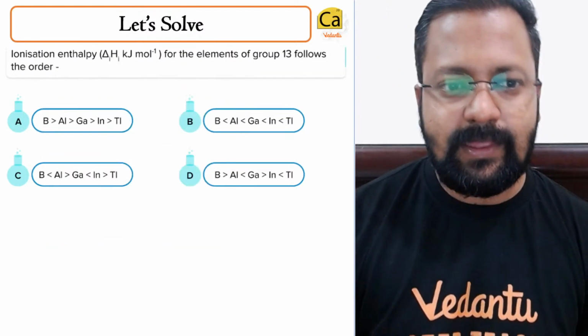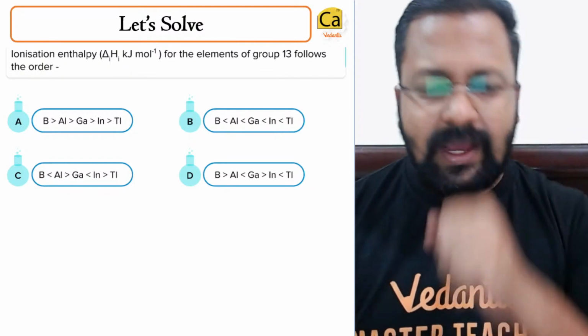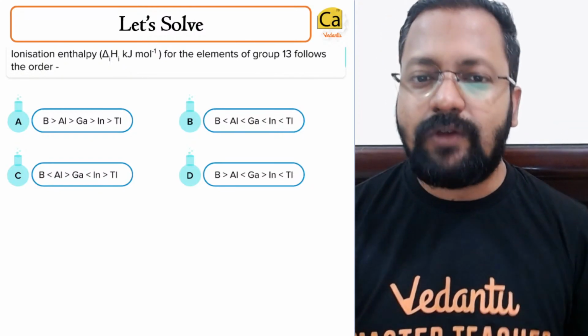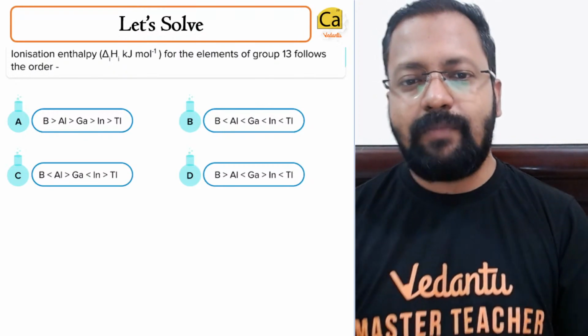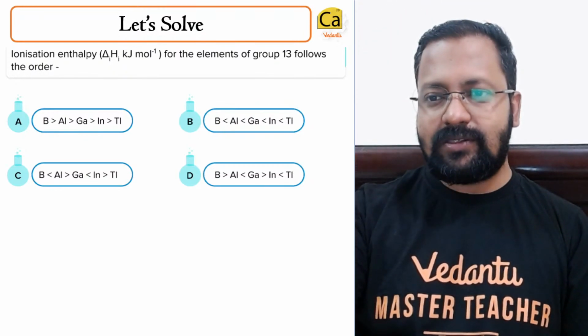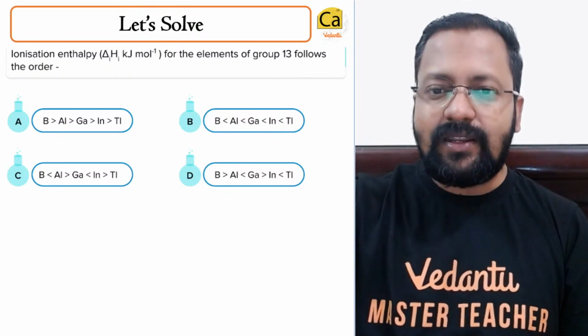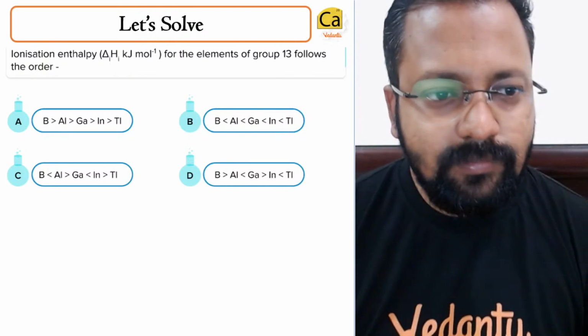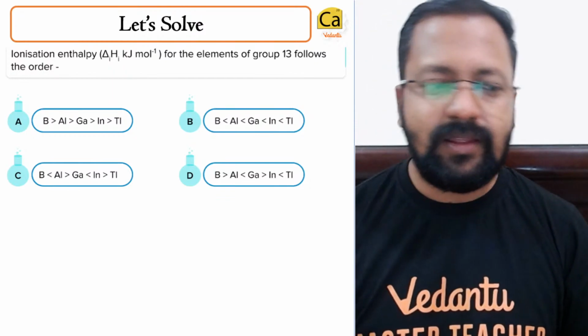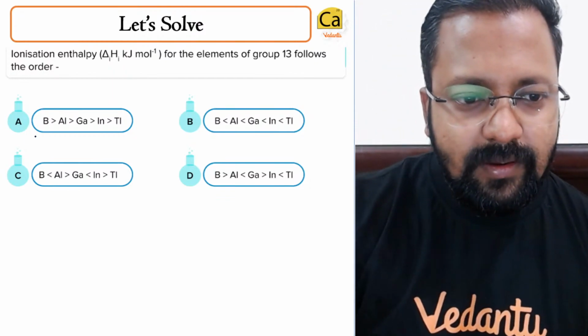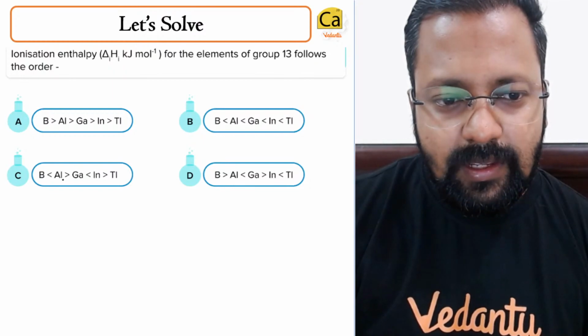Okay, next. The ionization enthalpy of the elements of group 13. Remember that W: decrease, increase, decrease, and then increase. So the ionization enthalpy for elements of group 13, the right answer should be boron.